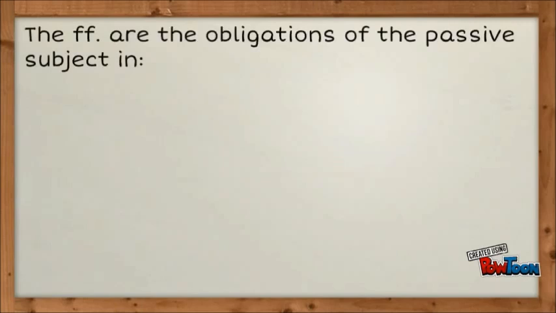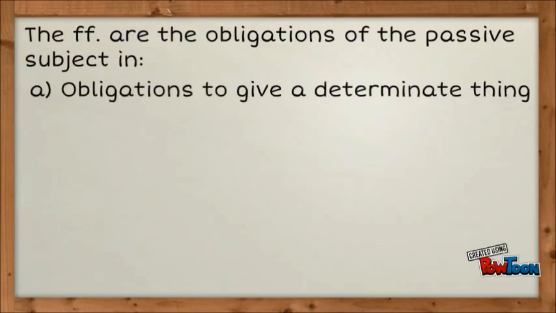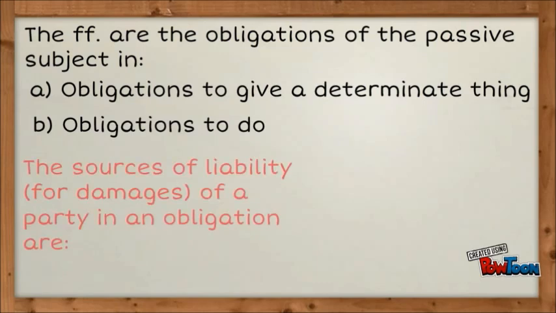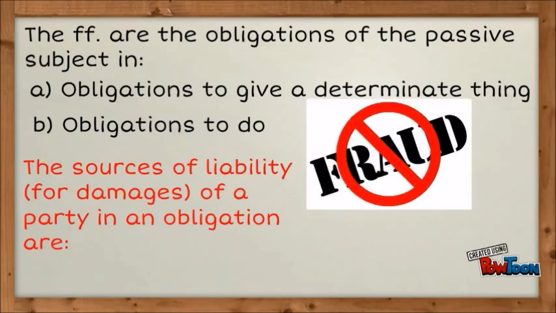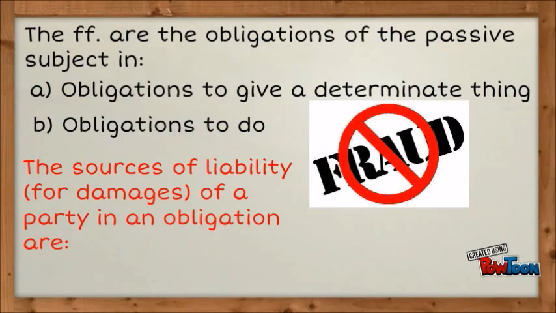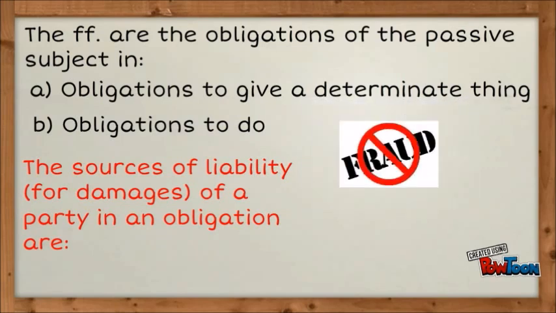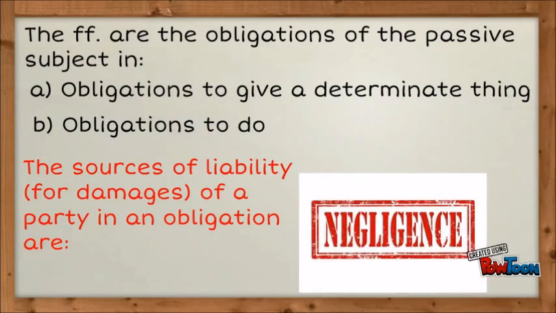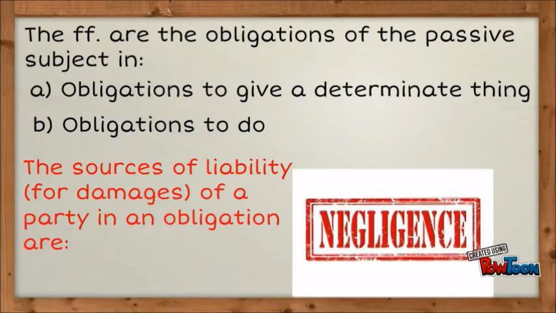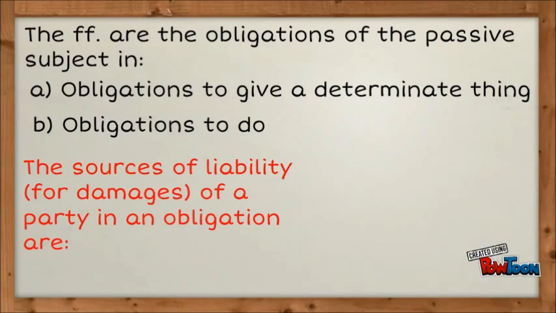The following are the obligations of the passive subject: first is the obligation to give a determinate thing. Second is the obligation to do. The sources of liability for damages of a party in an obligation are as follows. First is fraud, an incidental fraud, which is fraud incident to the performance of an obligation. Second is negligence. The negligence referred to here in the case of contracts is culpa contractual, the lack of diligence and carelessness.